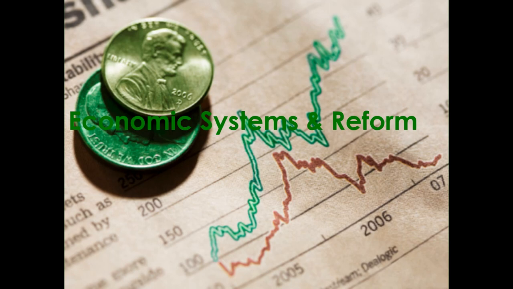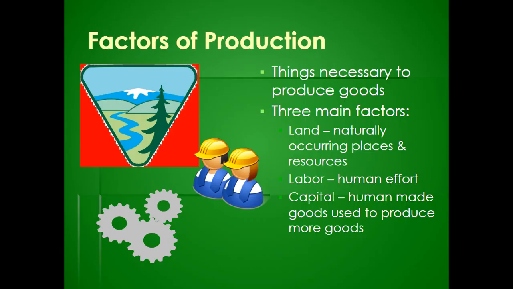And obviously different countries have different ideas about how the economy should be run. Should the government intervene? Should the government have power over economic practice, etc.? Should they not? So we're going to look at a couple of those things. So before we get into that, let's talk about the factors of production.